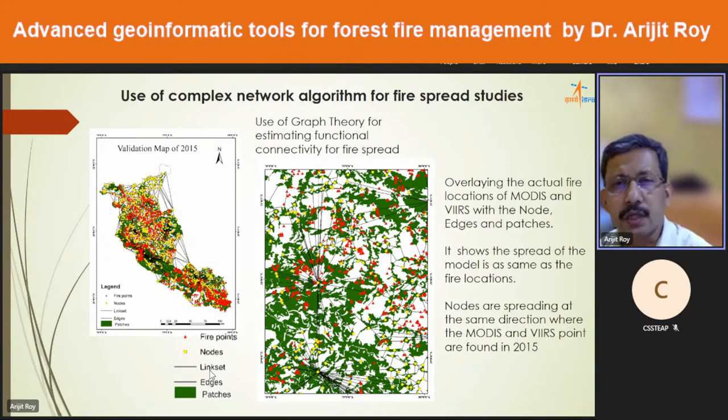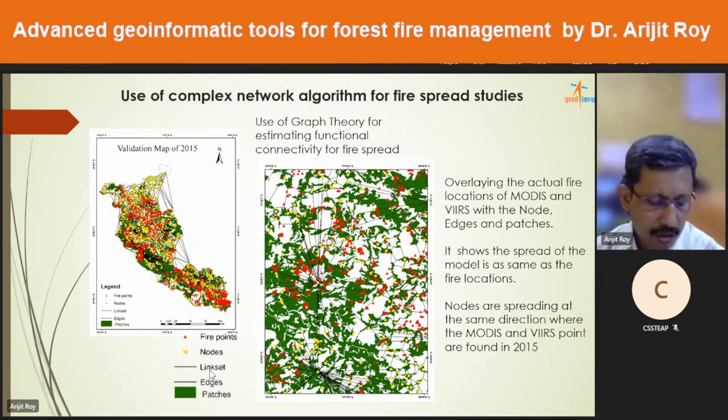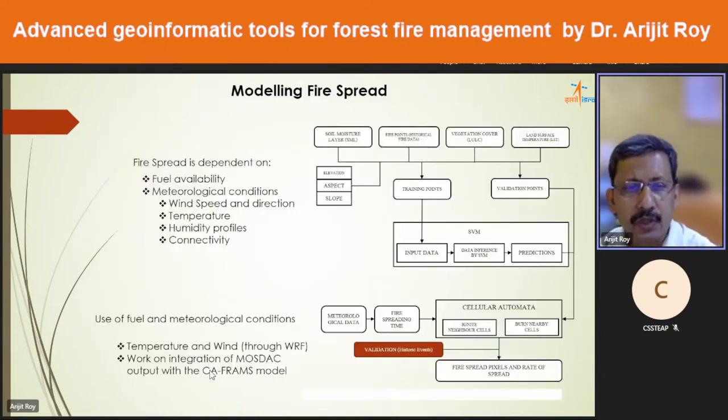So for generating the connectivity, we use the complex network algorithm. That's basically the graph theory for estimating the functional connectivity. And once the functional connectivity was established, we developed a fire spread model. So this fire spread basically depends on the availability of the fuel, the meteorological conditions like wind speed and direction, temperature, humidity profile, connectivity, etc.